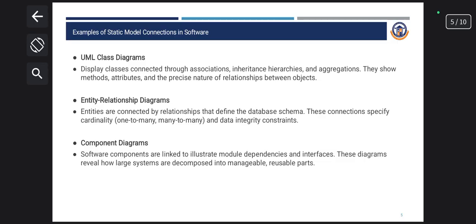As an example analogy, think of ER diagrams as a city map showing streets connecting buildings, UML class diagrams as the floor plan of a building showing rooms and doors, and component diagrams as showing how buildings interact with each other in a neighborhood. So this is known as static model connections in software.